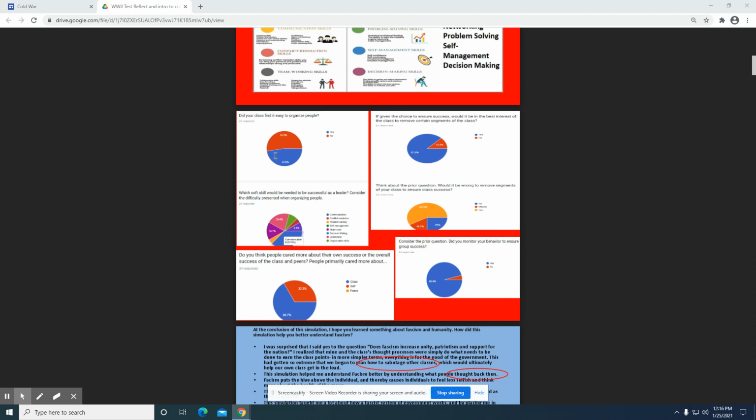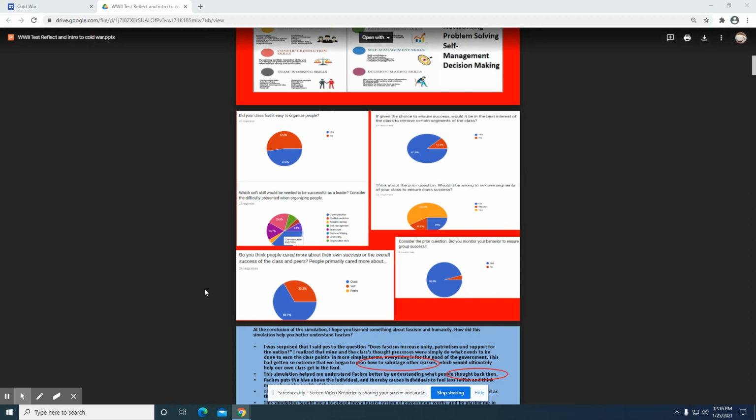Is it easy to organize people, split across the middle almost? Would it be in the best interest to remove certain segments of the class? You see yes at about 87%. So if you're talking about removing people from class, then that seems to be moving up the pyramid of hate and some of that genocidal intent right there.